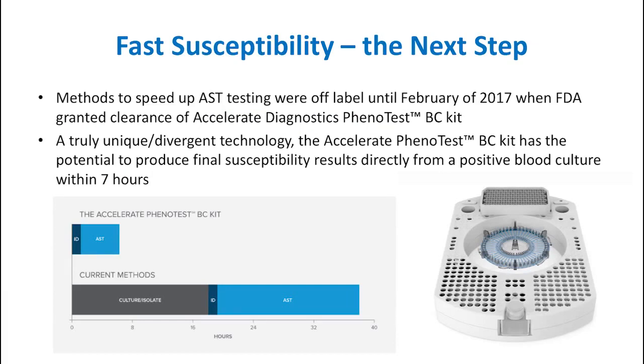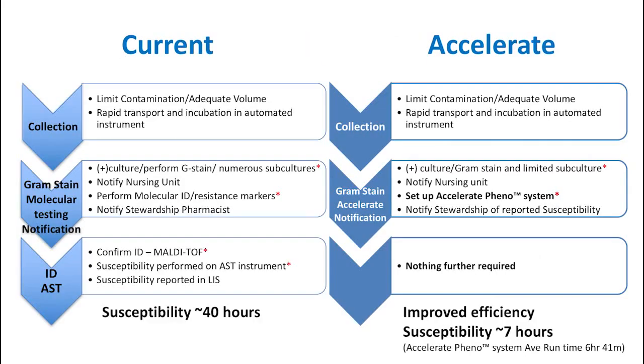Now, there've been methods to speed up AST over time, some very creative methods being done in laboratories. But the first FDA-cleared rapid susceptibility method was when the FDA granted clearance to the Accelerate Diagnostics Pheno Test blood culture kit. And that's what's shown here. This is the cartridge that's used for testing. It's truly a unique and divergent susceptibility method, and I will explain it to you in the next few slides. And it provides rapid, final susceptibility testing in 7 hours compared to what we've been doing for 36 to 40 hours over time.